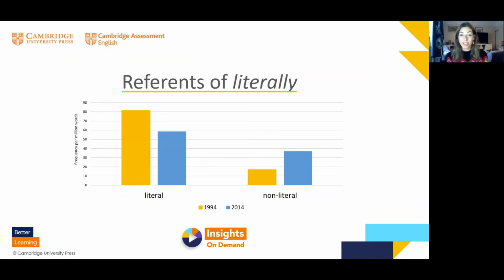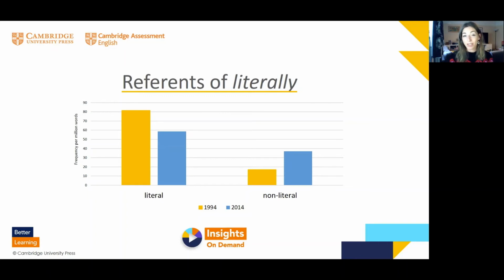In our data, we see a substantial increase in this non-literal metaphorical use of literally, and a decrease in frequency of the original literal meaning. This means that 20 years ago, it was mostly used in a literal sense, but now the proportion of uses has changed. The difference between the two senses is becoming much narrower.